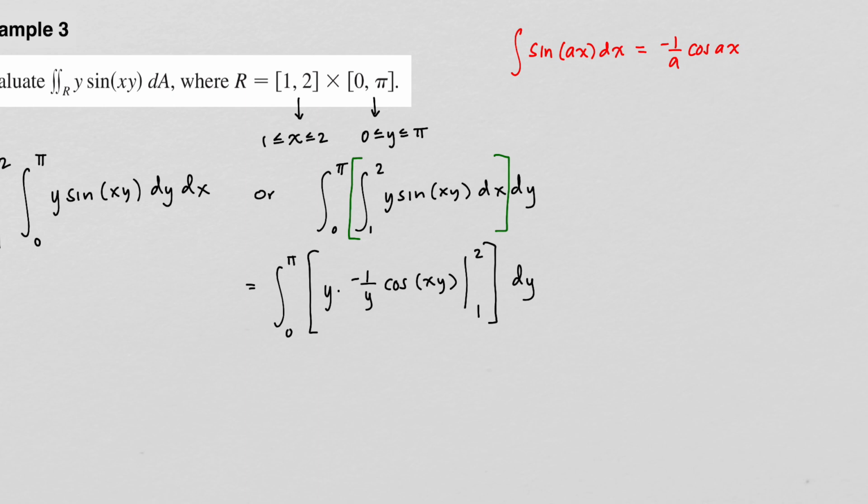All right, so these cancel out here, which is really nice. And now if we plug in our limits, now again, remember we're plugging in for x because that's what we just integrated. This becomes negative cosine of 2y minus, and then when I plug in x equals 1, I get negative cosine of y, dy.